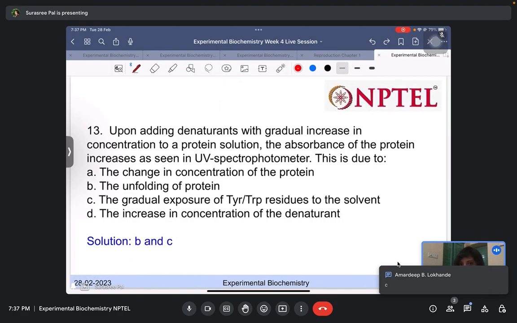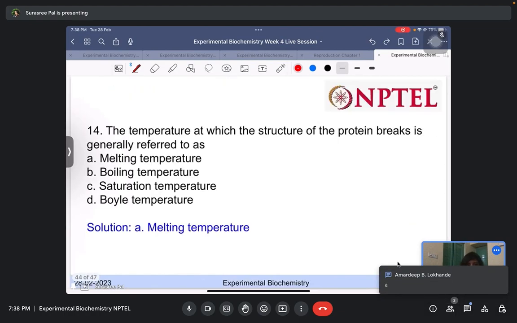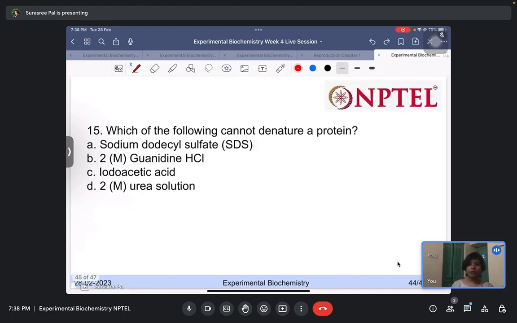Correct. C is a correct option, but B will also be a correct option, if it has multiple options, right? The unfolding of the protein will cause the exposure of the tyrosine and tryptophan residues. So B and C both are correct answers for the previous one. Now next question. Right, melting temperature. And the final question for the day. Right. So iodoacetic acid is not a denaturant of proteins.